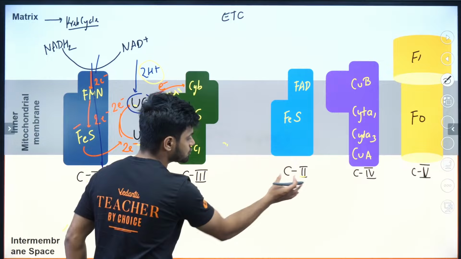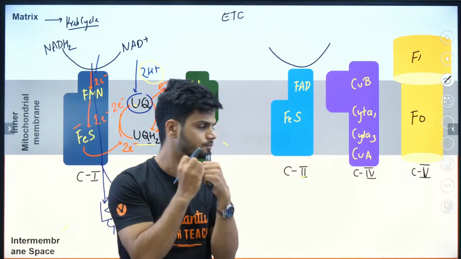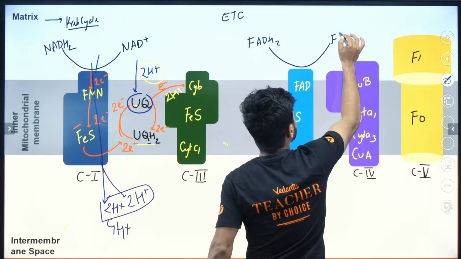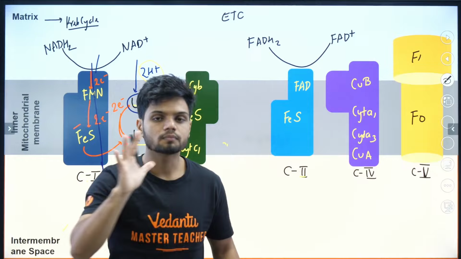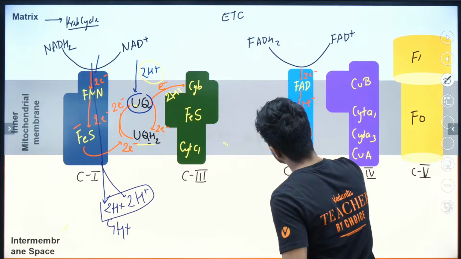Succinate dehydrogenase or FADH2 dehydrogenase will take up the FADH2 from the matrix. Now this FADH2 also undergoes oxidation to FAD plus. When it is undergoing oxidation, it is transporting the electrons. Two electrons are sent here.